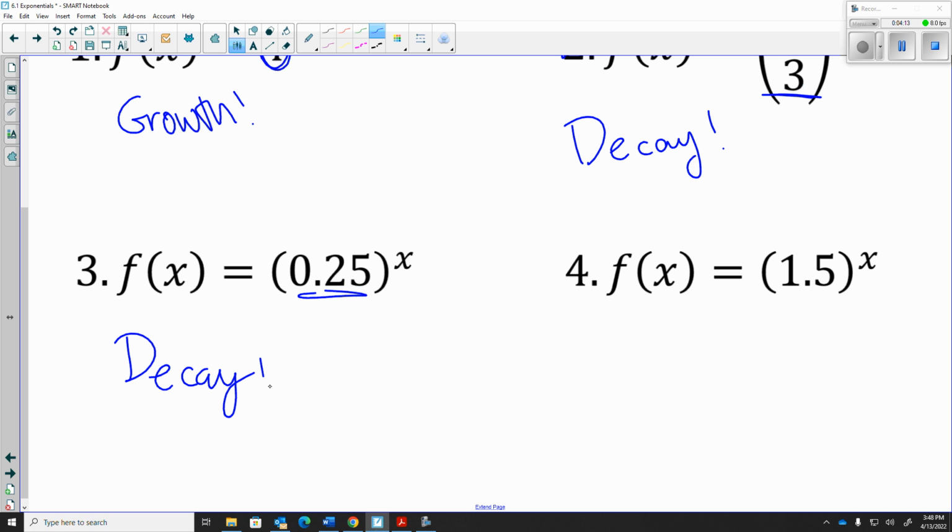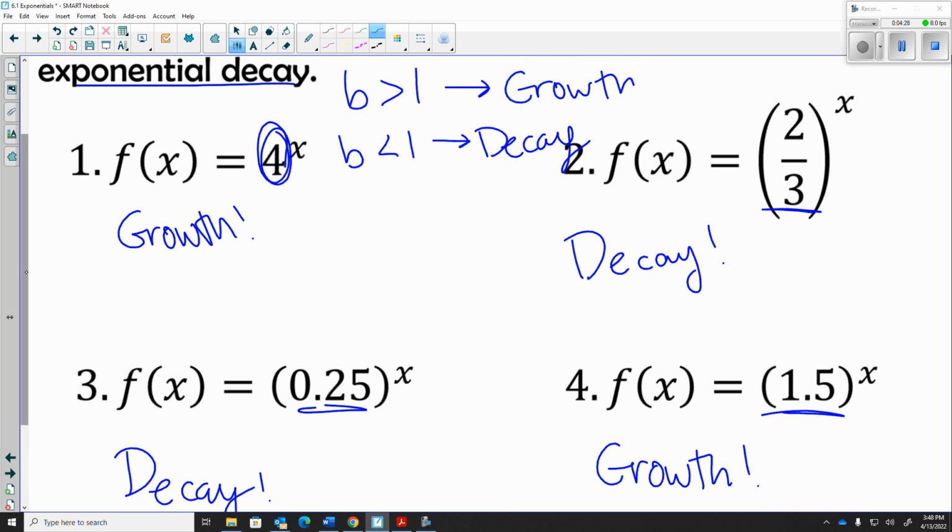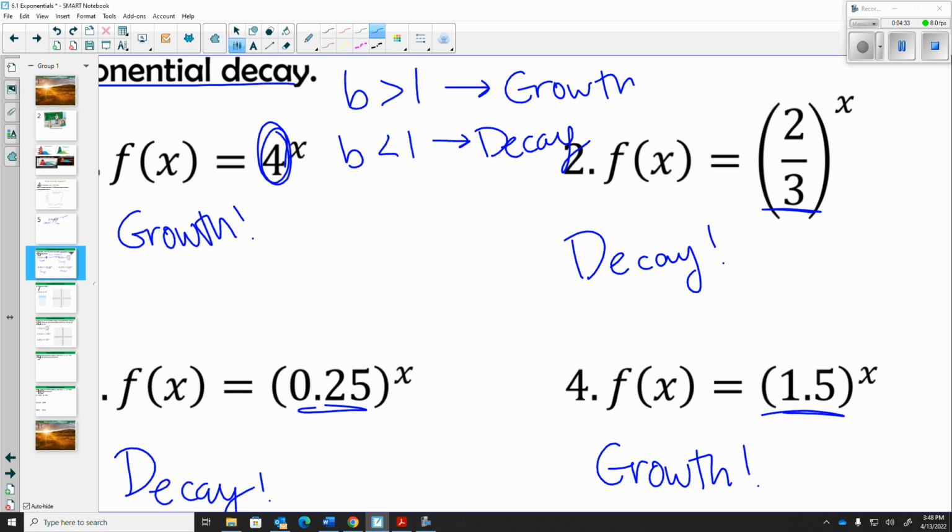All right, what about here? 1.5. Growth or decay? Absolutely. You're a genius. It's growth. Why is that? Yes, absolutely, because 1.5 is bigger than 1. So if it's bigger than 1, you got growth. If it's less than 1, you've got decay. So that's the first thing that I'm going to point out.